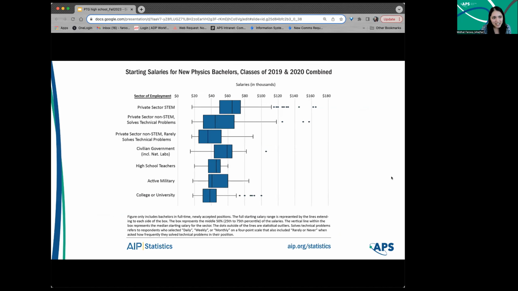And then lastly, a slide on salaries, because I think students these days are thinking about things like this a lot more than at least I was when I was in high school. So this is just an overview of starting salaries for new physics bachelors from 2019 and 2020. So please emphasize that these are starting salaries. This is where they would start and then they would move up, right? And these are broken down by different sectors that you can talk to them about as well.